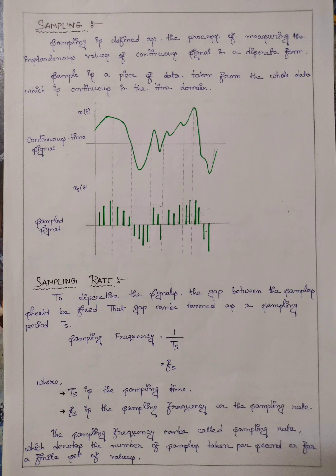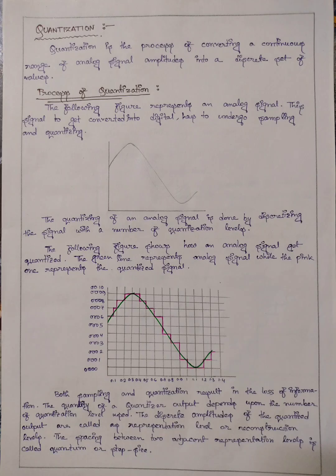Next topic is sampling rate. To discretize the signals, the gap between the samples should be fixed. The gap can be termed as the sampling period Ts. Hence, sampling frequency is equal to 1 by Ts is equal to Fs, where Ts is the sampling time and Fs is the sampling frequency or the sampling rate. The sampling frequency can be called the sampling rate, which denotes the number of samples taken per second or for a finite set of values.